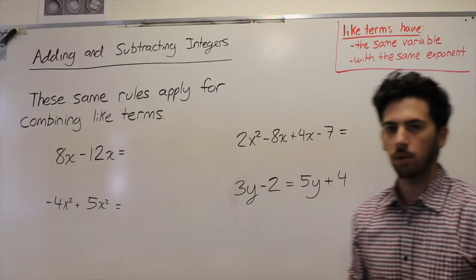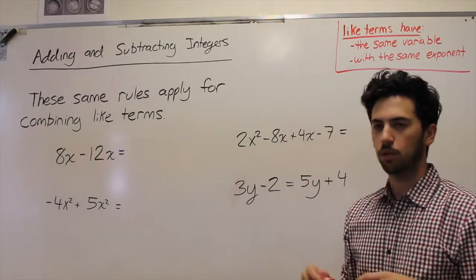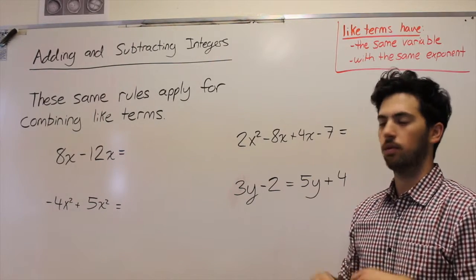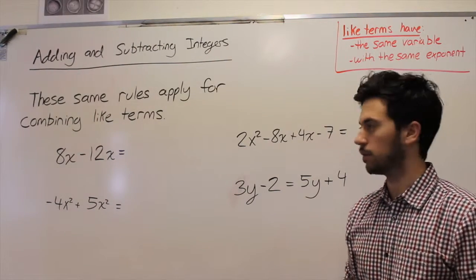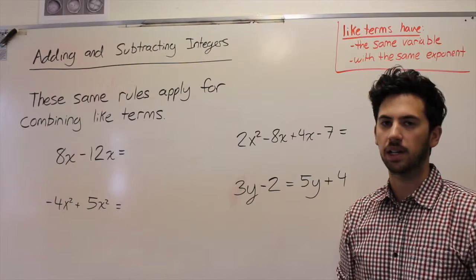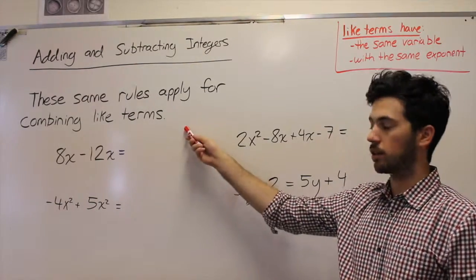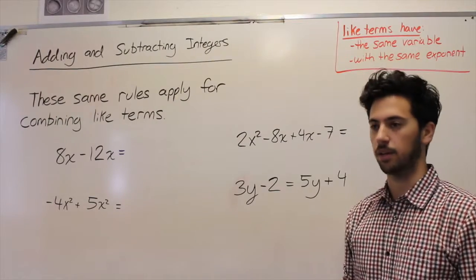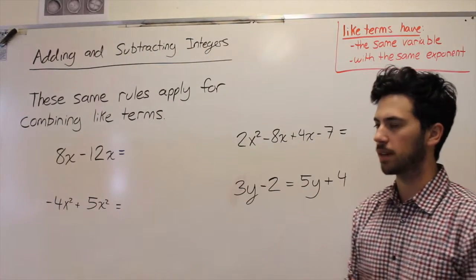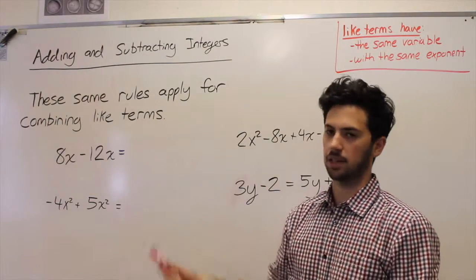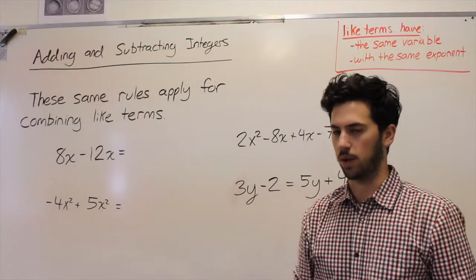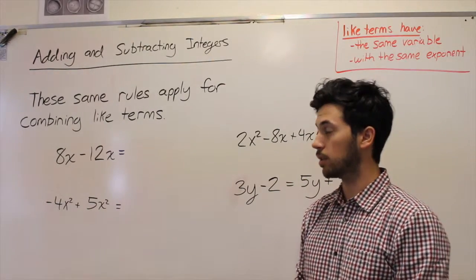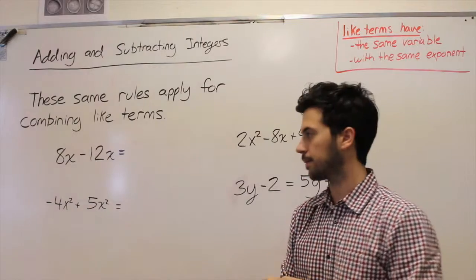So, I just wanted to point out that these same rules will apply for integers in any situation. So, this includes combining like terms. Like terms include constants, so everything we've done so far falls into this category. But for some reason, maybe you get confused when we start throwing x's and y's and y squareds into the equation. So, the exact same rules apply.